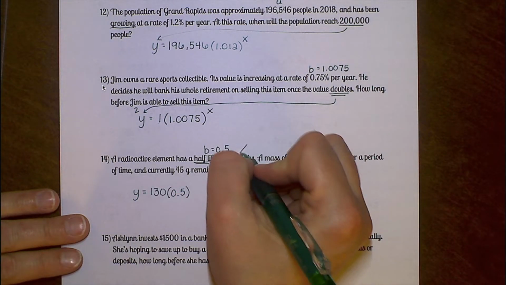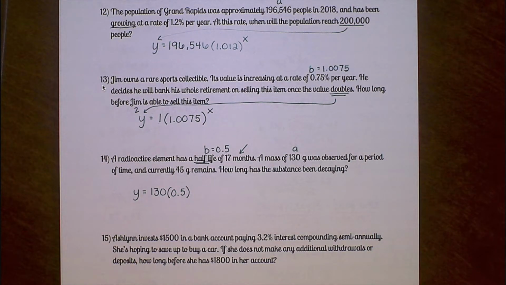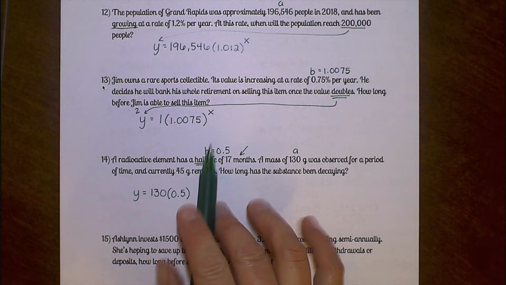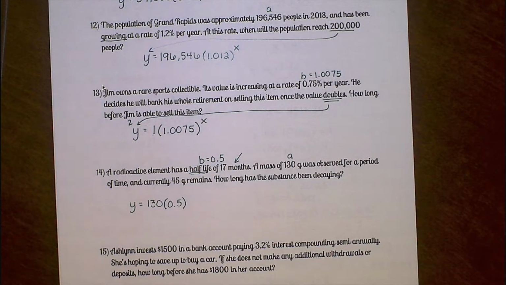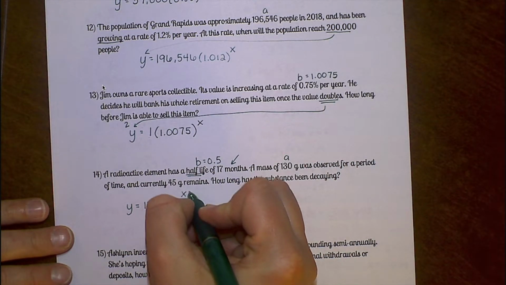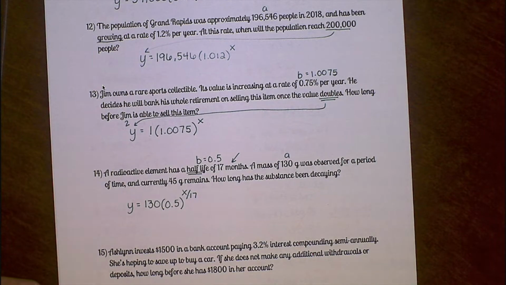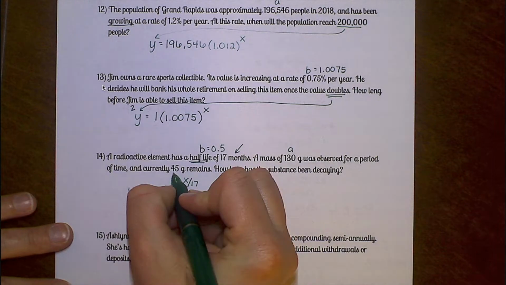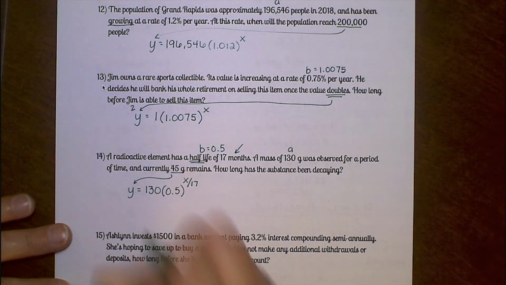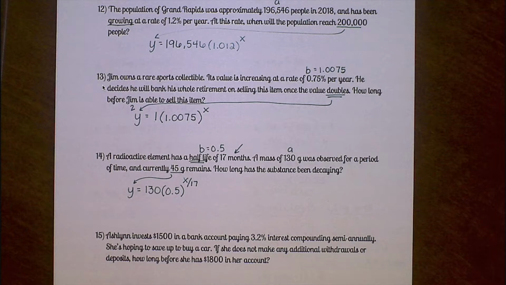And then the way I deal with this, the way that I make it work so that it's every 17 months, is instead of just putting an x up here like I have in all the others, because all the others have been happening like every single year, right? If I want to break this up over a number of months, I'm going to do x divided by 17 up here. And what that's really doing is taking all of those months and grouping them into groups of 17 so that I can figure out how many times I need to cut in half. And then I'm going to take this 45 and plug it in for y, and then it's going to work just like all the other ones we've done.